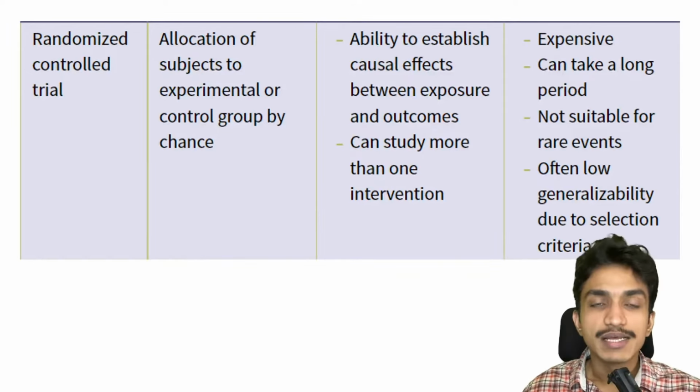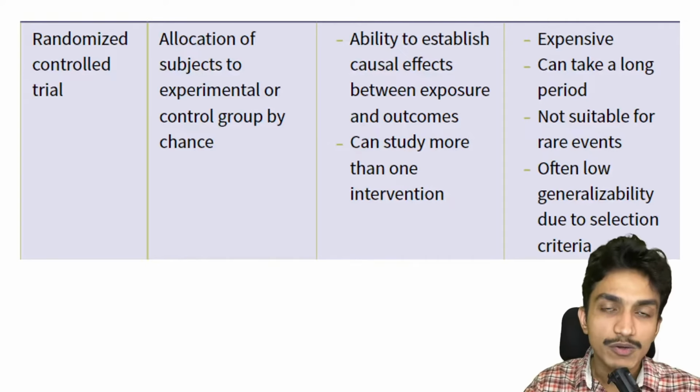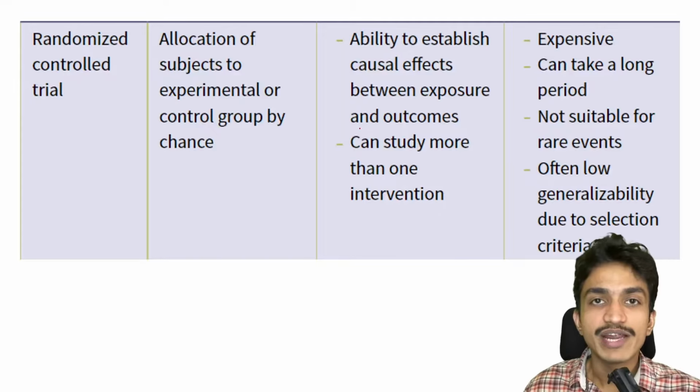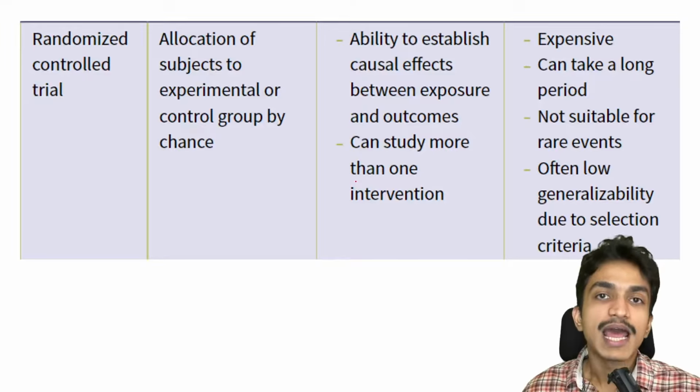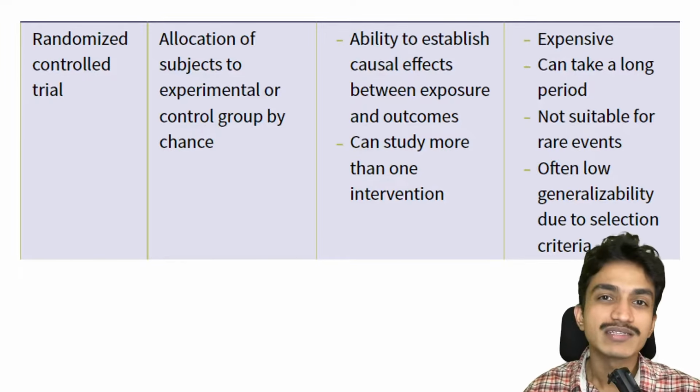To study a randomized control trial, as I told, we have an experimental group and a control group, and the majority of the time it is a blinded study. So we can establish the effect between what exposure we are studying and what their outcome is, and we can use it for more than one intervention. It is not necessary that we study only one intervention. We can use multiple interventions because it is a randomized study. Only issue is that it is expensive.